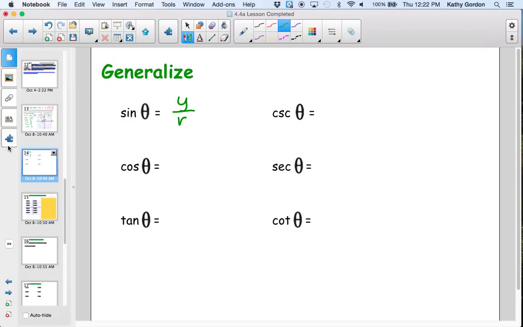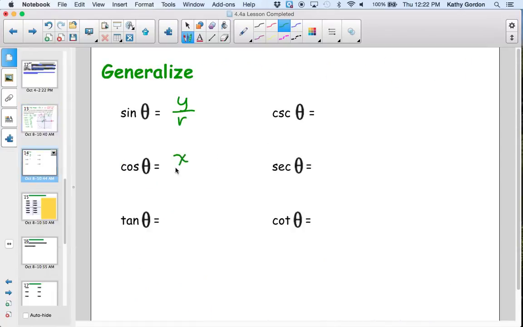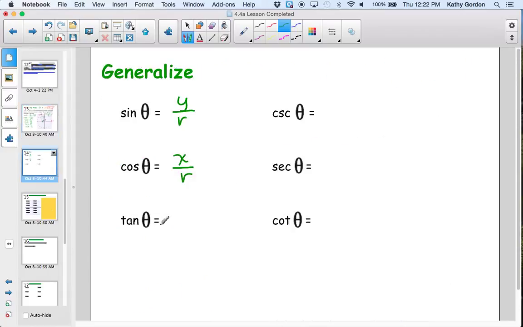Okay, what about cosine? X over r. It's x over r, because now it's the negative 4 over the r, which is what we use to get this, right? So that's going to be x over r. What about tangent? Y over x. And then the other three are just the reciprocals. So this is going to be r over y, r over x, and x over y.